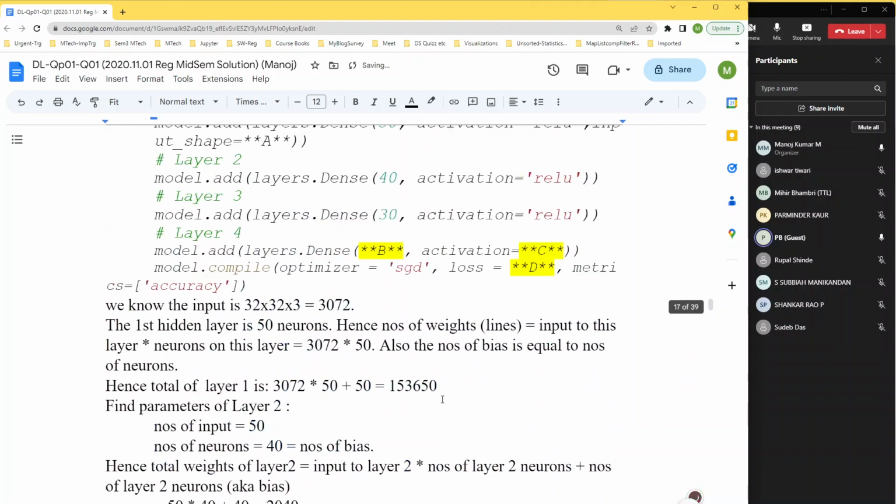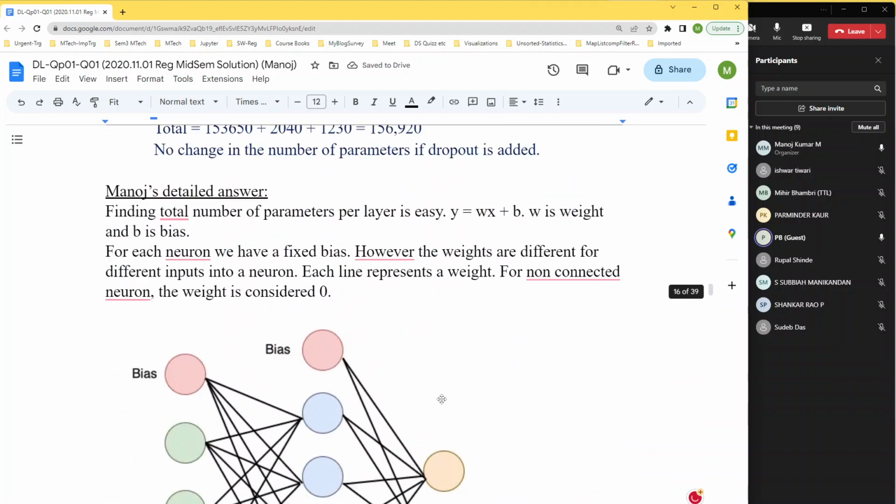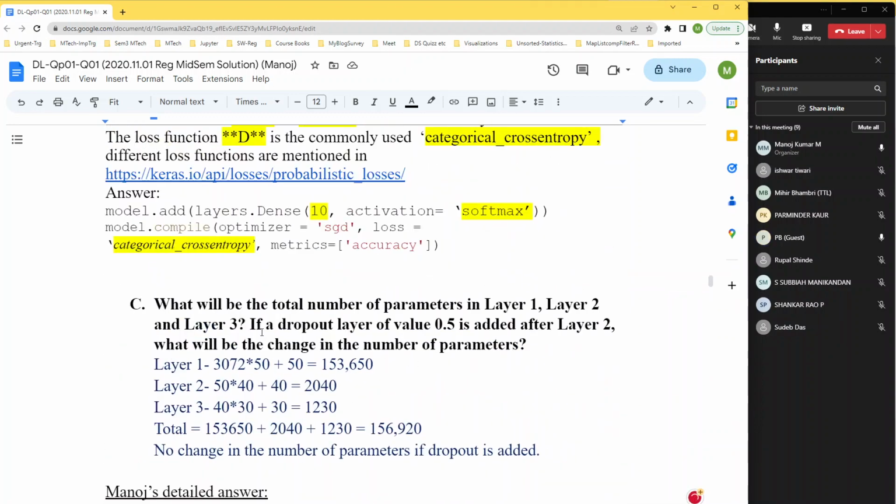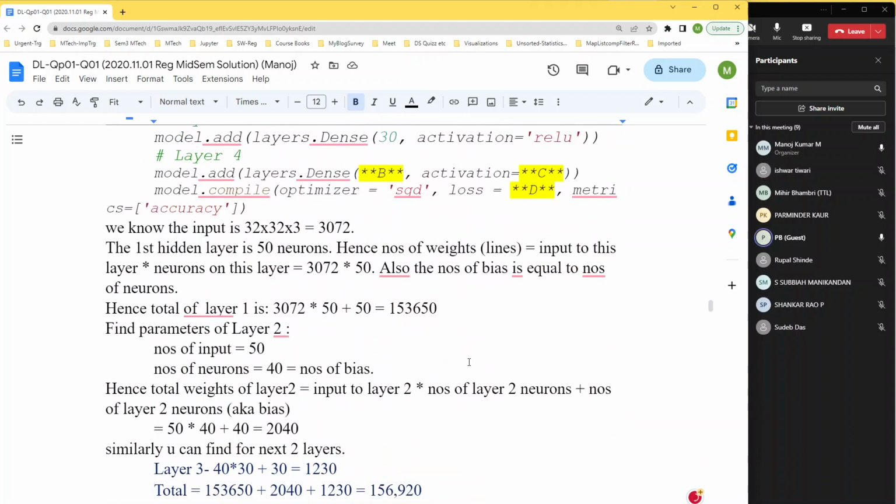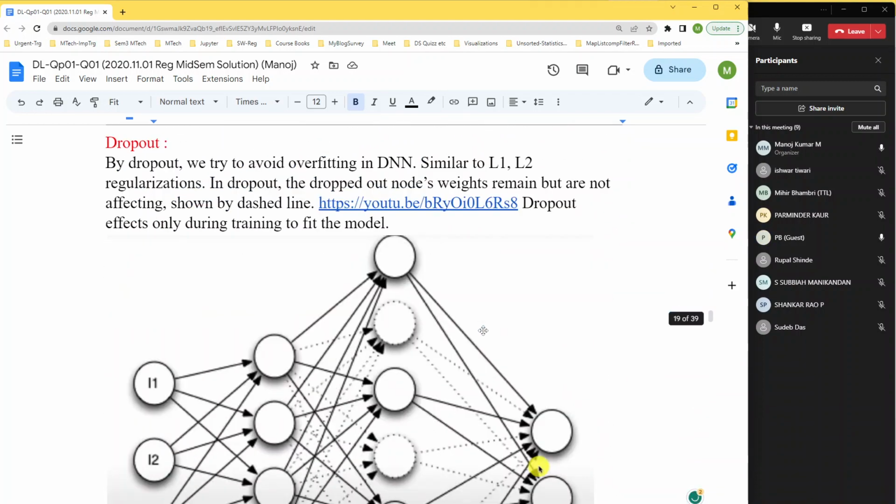Okay, and then there is one tricky point in the question. They have asked, if a dropout layer of value 0.5 is added after layer 2, what will be the change in the number of parameters? Does anyone know about this dropout layer? I don't think anyone will know, right? No. The dropout layer tries to avoid overfitting.